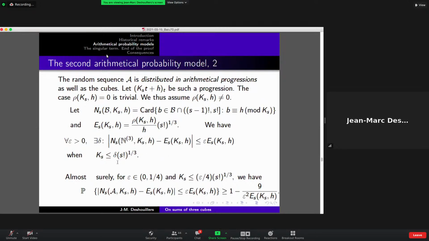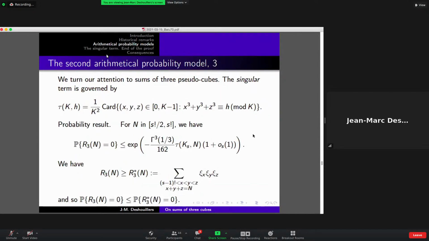And now in the probabilistic model, you have exactly the same thing. So almost surely, if ks is something like small times s factorial to the power 1/3, then the probability that the number of pseudo cubes congruent to h mod ks is exactly distributed in the same way. This probability is very, very close to 1.